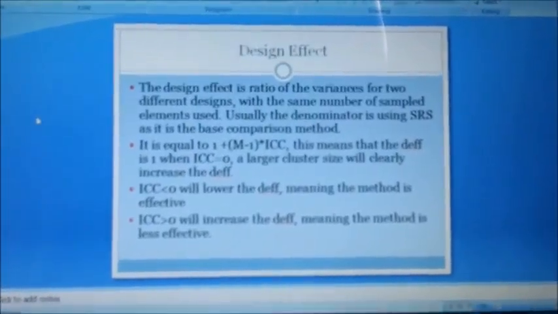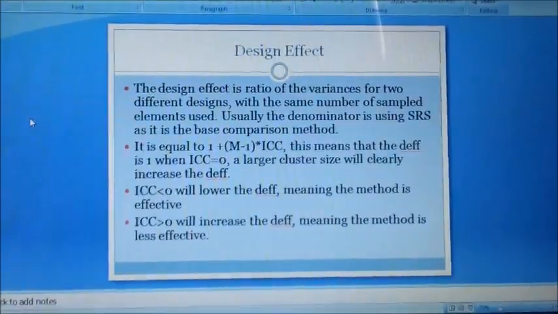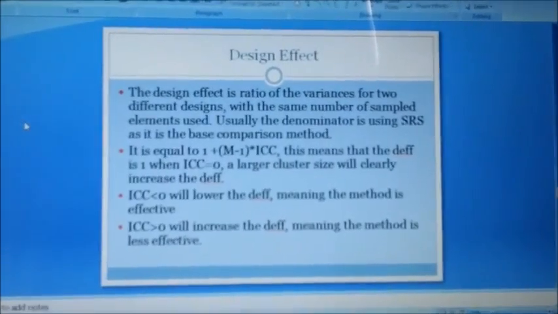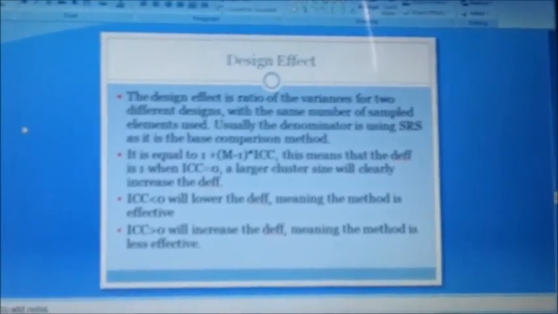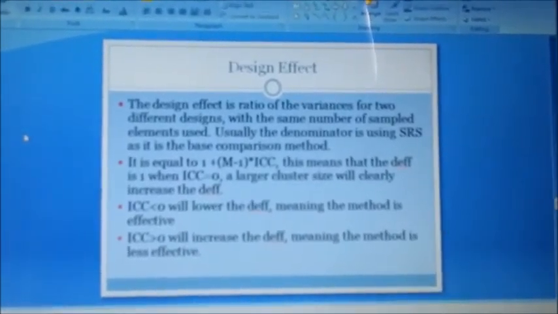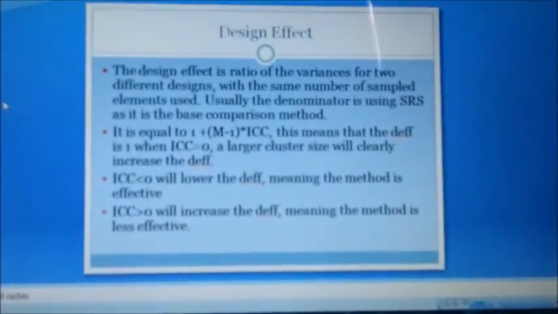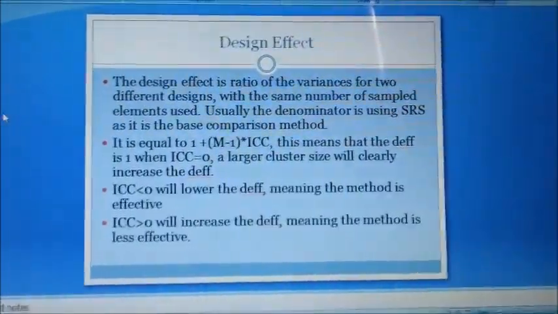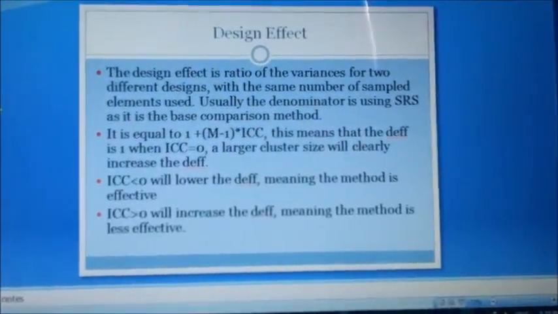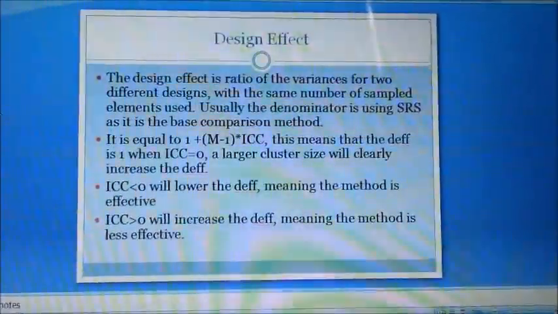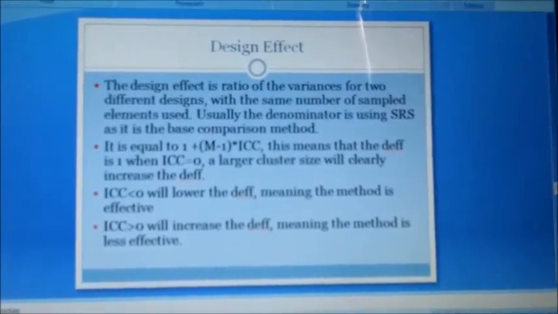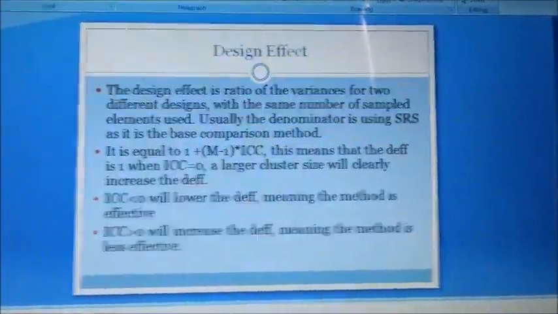Okay, the design effect. The design effect is the ratio of the variances for 2 different designs, with the same number of sampled elements used in them. Usually the denominator here is the variance that you get from using simple random sampling, because this is the base comparison method. In this case, the design effect is equal to 1 plus m minus 1 times the intraclass correlation coefficient. This means that the design effect is equal to 1 when the ICC is equal to 0.